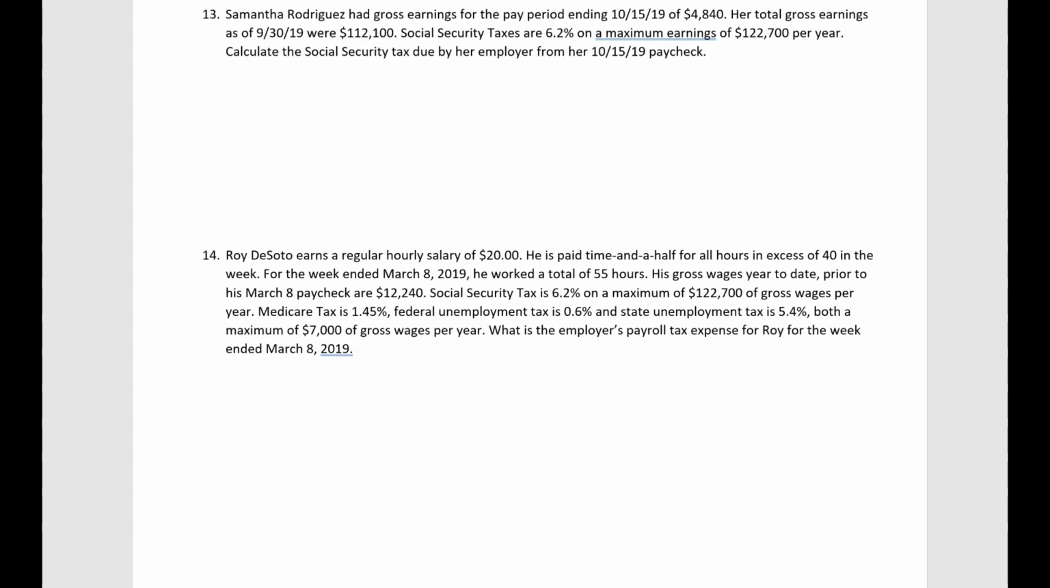Samantha Rodriguez had gross earnings for the pay period ending 10/15/19 of $48.40. Her total gross earnings as of the end of September was $112,100. Social Security taxes are 6.2%, and there's a maximum of $122,700 per year. After that, you no longer have to pay into Social Security. We need to calculate the Social Security due by her employer from her 10/15 paycheck.